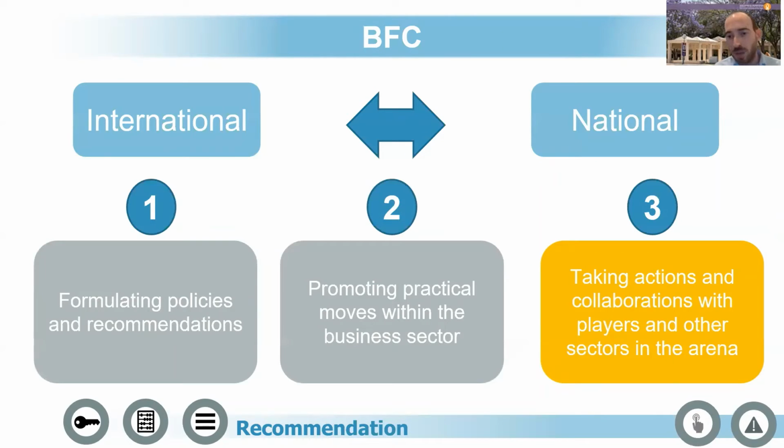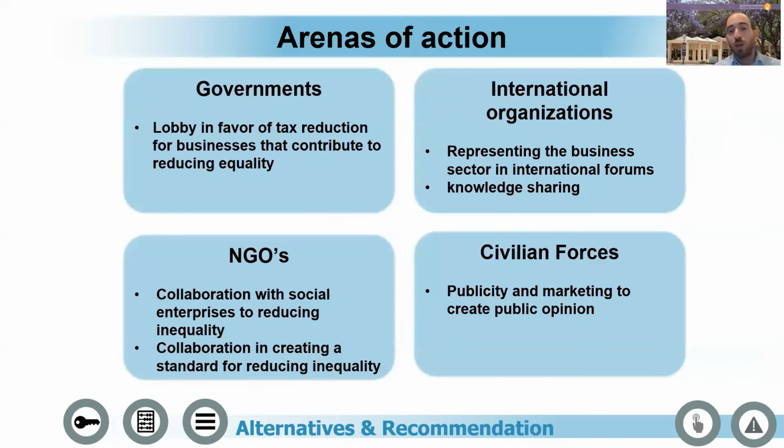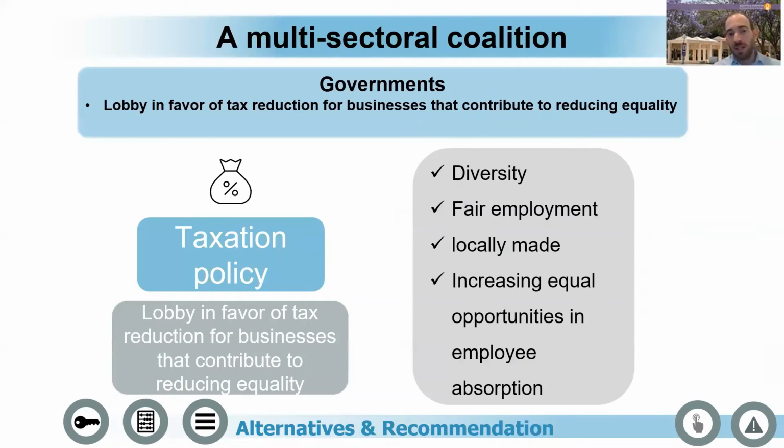The third function is taking action and collaborating with players in other sectors in the arena. We have four sectors and arenas that we advise you to be active in. The first one is the government sector. We advise you to make a taxation policy, to lobby for a tax that contributes to reducing inequality. That's by measuring which businesses emphasize diversity, fair employment, locally made, and increasing equal opportunities in employee absorption.